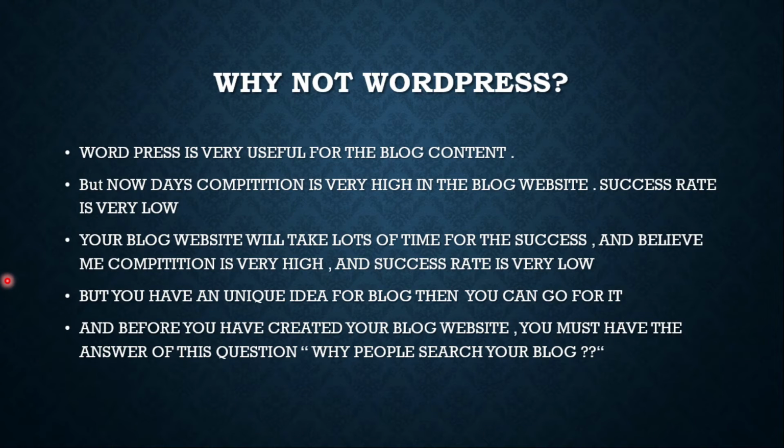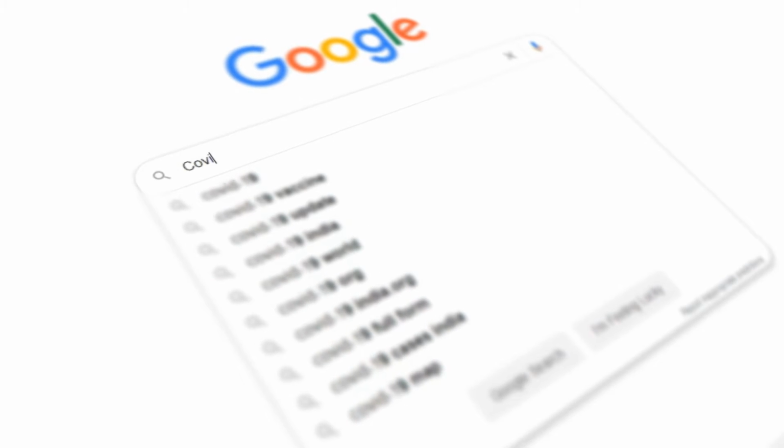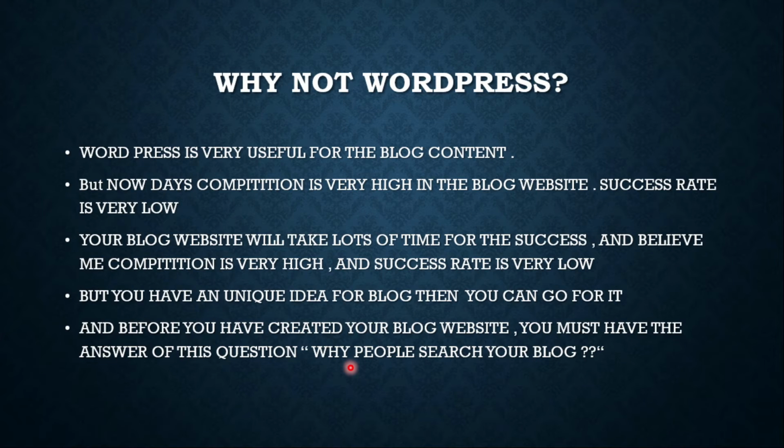Just do it on WordPress, not Django. And before you create your blog website, you must have an answer to the question of why people would search for your blog content. If you have the answer to this question, then you can create a blog website with WordPress. But after learning the Python basics, just learn the Django web framework. This will work for you.